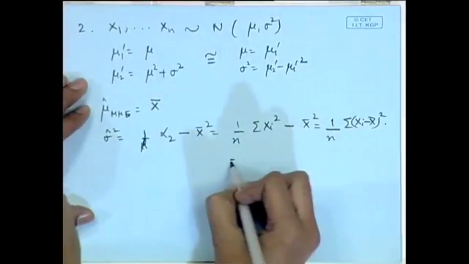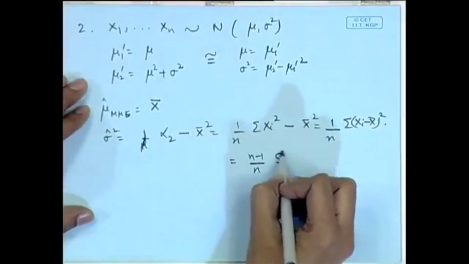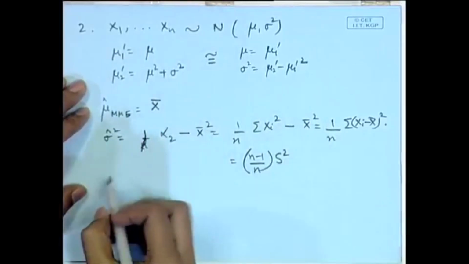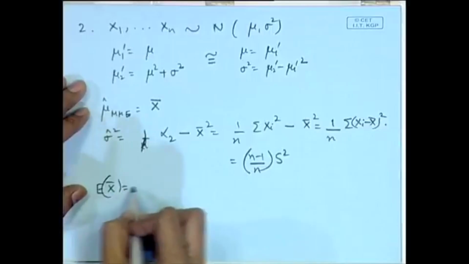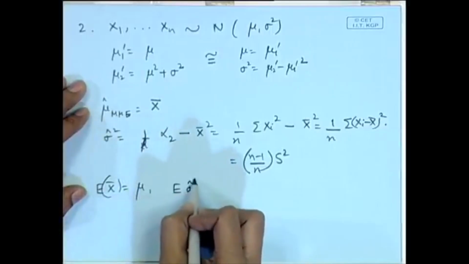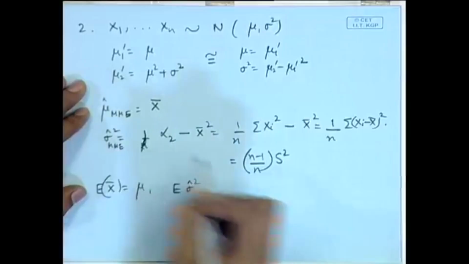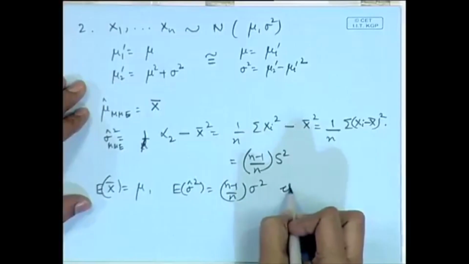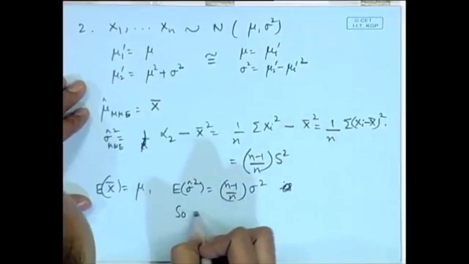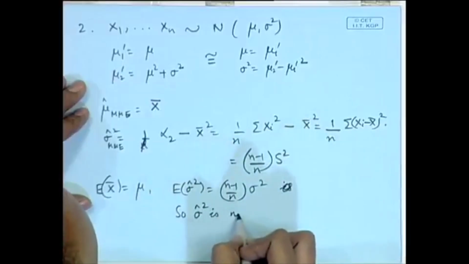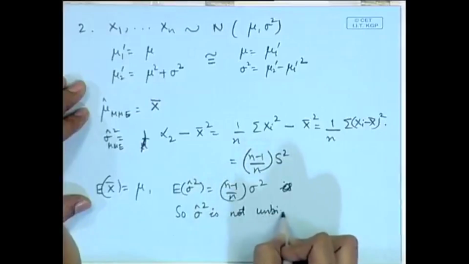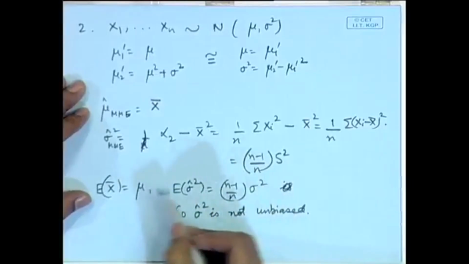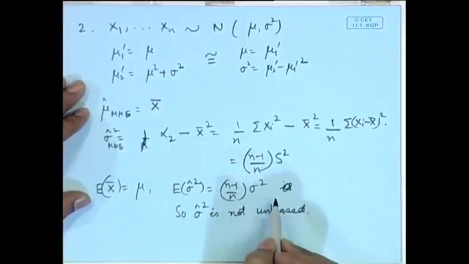You can also write it as n minus 1 by n s square. So, it is not s square. In fact, you can see expectation of x bar is mu, but expectation of sigma hat square is n minus 1 by n sigma square. So, sigma hat square is not unbiased. Already I have proved that x bar as well as sigma hat square, they are consistent.